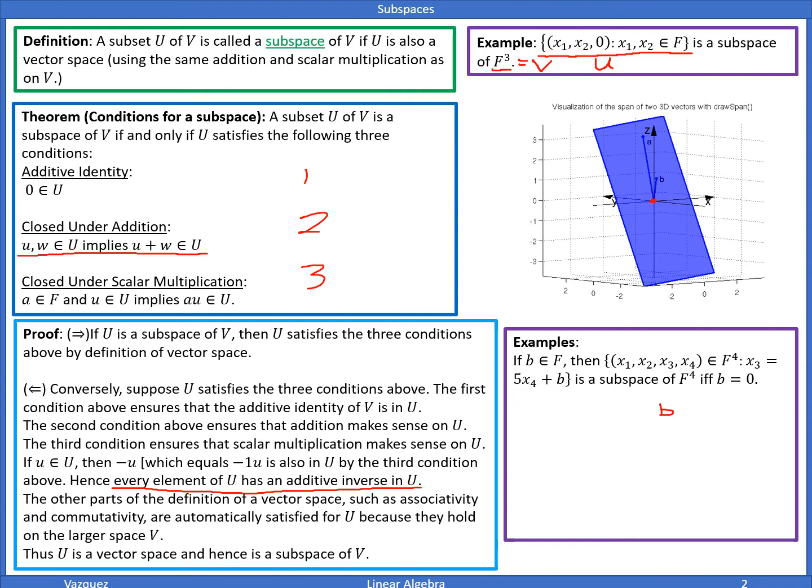But again, the three conditions are what? Well, that we have an additive identity, it's closed under addition, and closed under scalar multiplication. So we can verify using those three properties. Another example of a subspace is the set of differentiable real-valued functions on R, and that is a subspace of R^R.